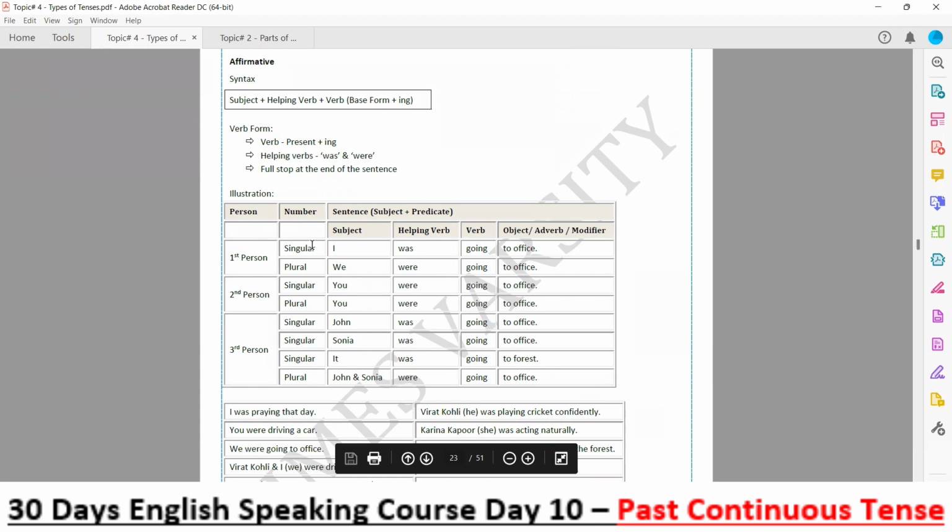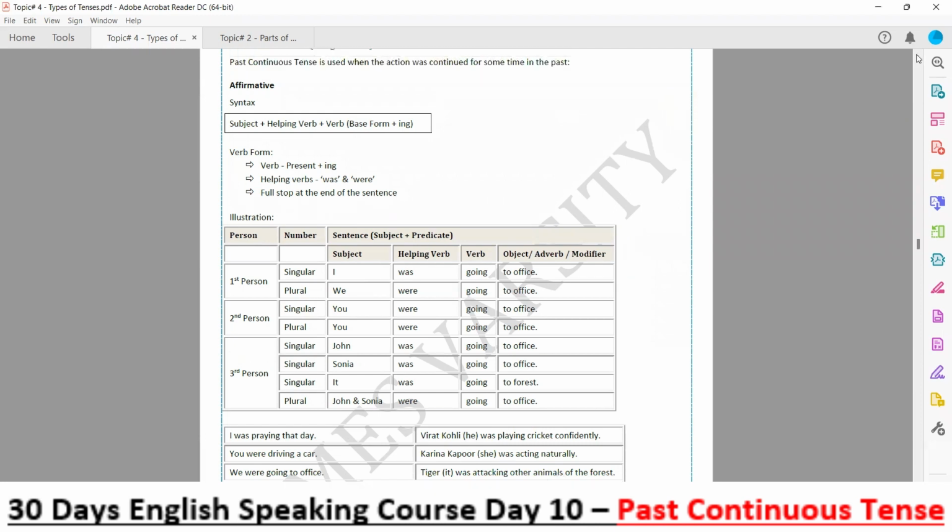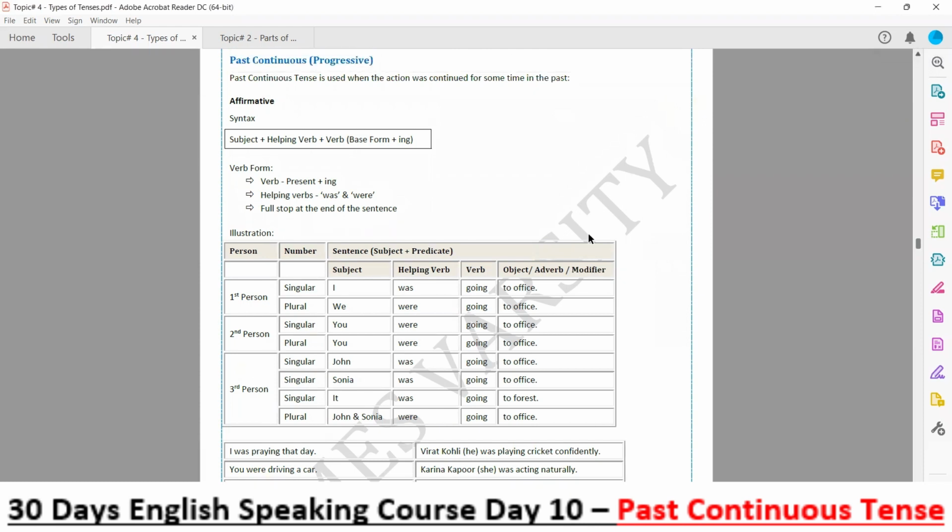Considering all the pronouns: first person singular, I was going to office. First person plural, we were going to office. You can see that in past continuous there are two helping verbs, one is was, another one is were. For first person singular and third person singular, the helping verb was is used.